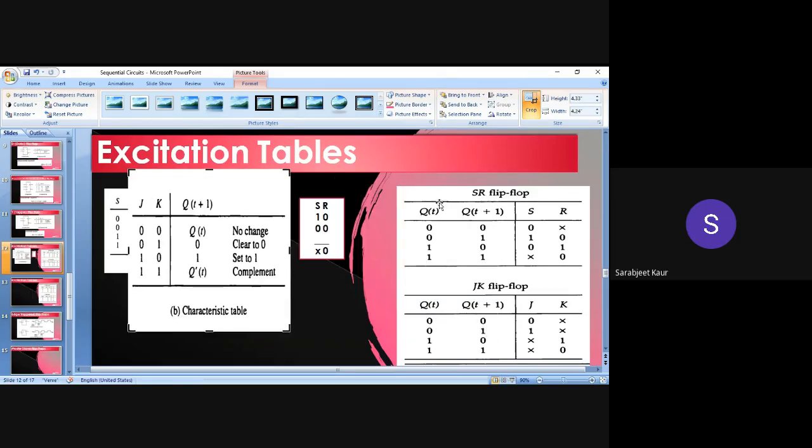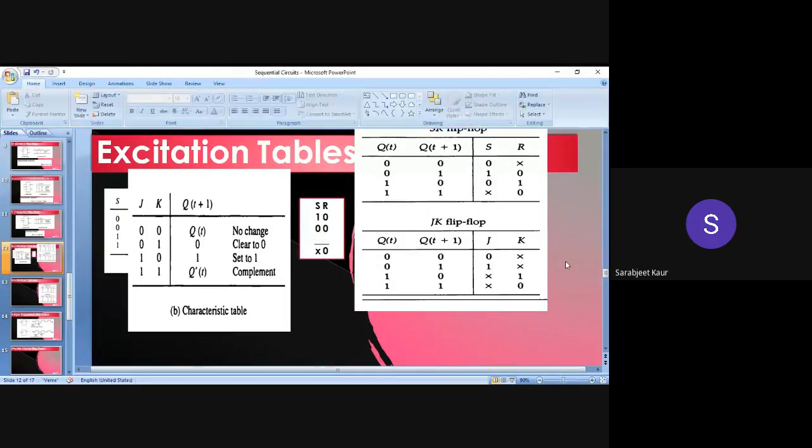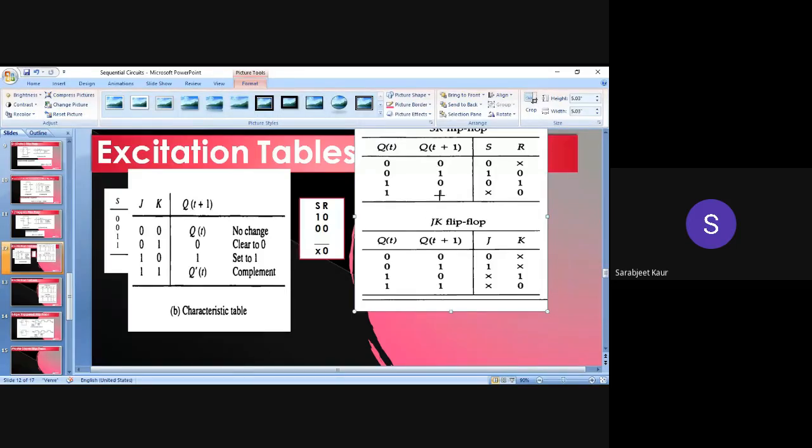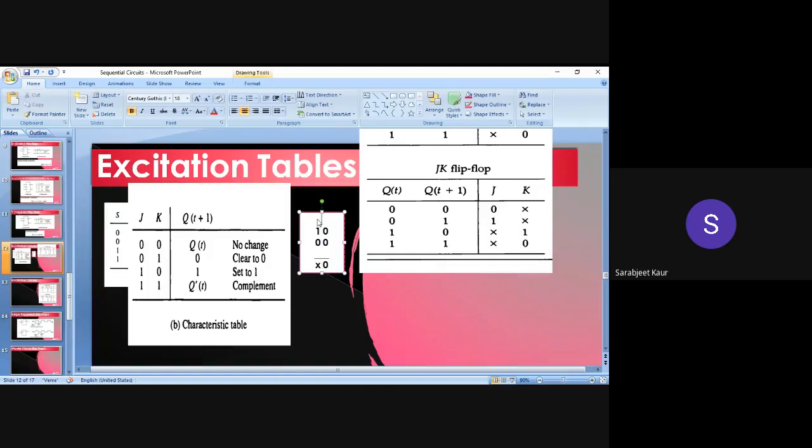For the time being, I'm making it a bit bigger so that it is clearly visible to you. Again, this is for the JK flip-flop, okay? So now let us work on the JK flip-flop. This time I want you to work it out yourself. Sometimes in your question paper, you may be given some flip-flop XY. Its characteristic table may be given to you and you may be asked to work out its excitation table. So you need to learn how to work out the excitation table. That is why I'm doing it and showing it to you.